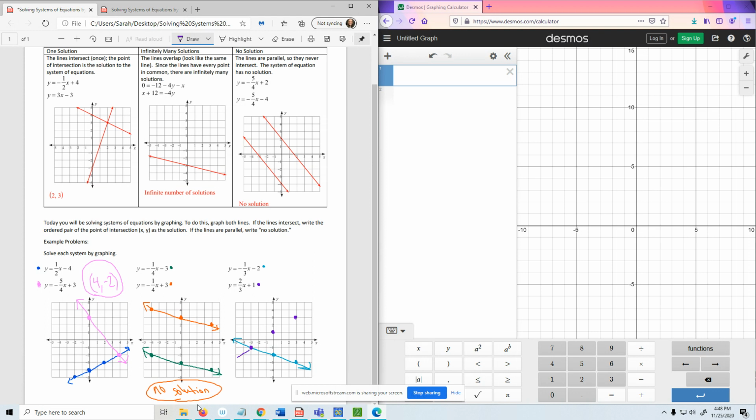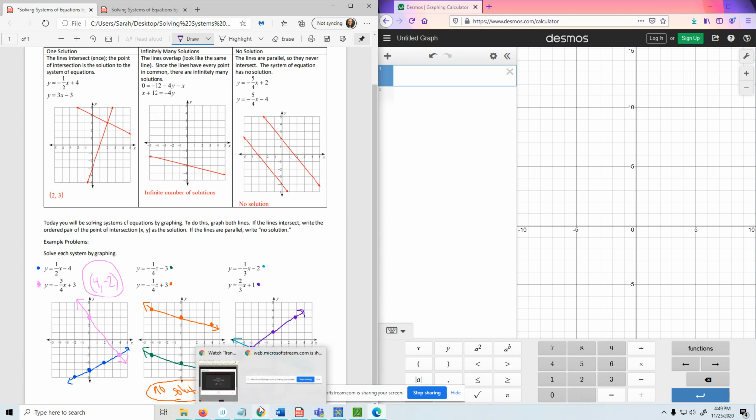It does look like these lines are going to intersect. They definitely do. The point of intersection is -3 for the x-coordinate, -1 for the y-coordinate. So my solution is the ordered pair (-3, -1). And I'm going to fix that because I kind of crossed out my negative sign there. (-3, -1). There we go.